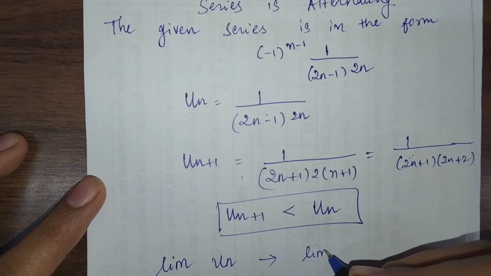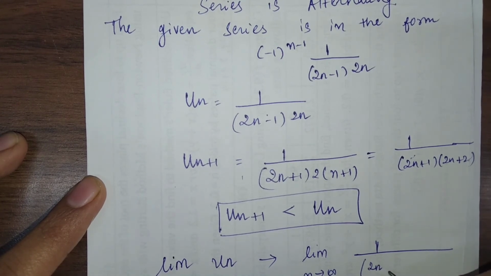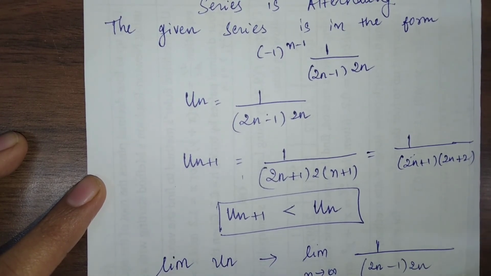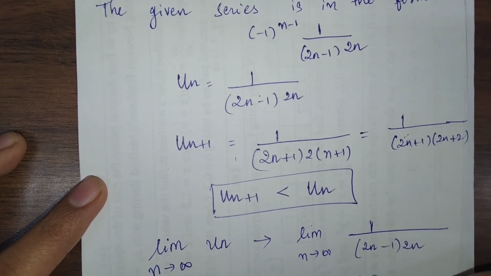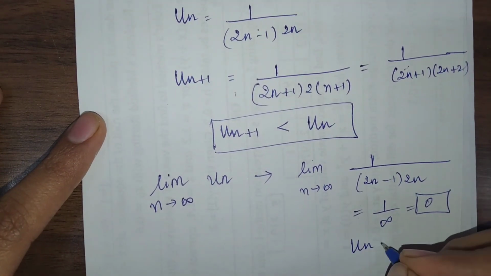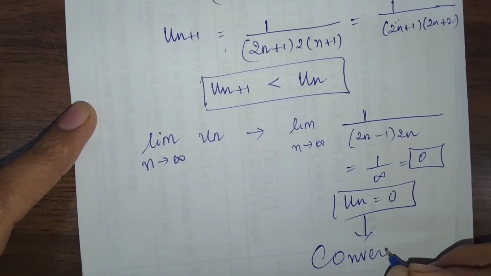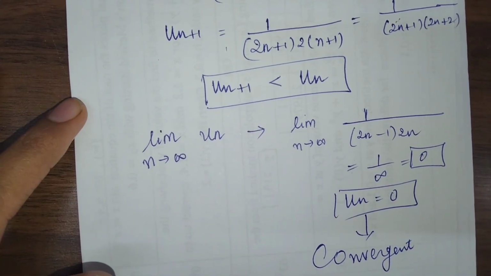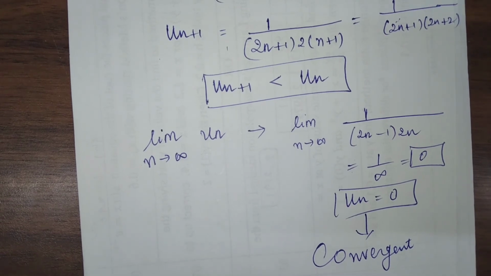So limit n tends to infinity of 1 by 2n minus 1 into 2n, and by putting the limit you will get anything upon infinity is 0. So we got un equal to 0. So according to Leibniz's test, the answer will be convergent. Okay. So in this way you have to solve the examples of Leibniz's test. Whenever an alternating series is given, you have to apply this test.